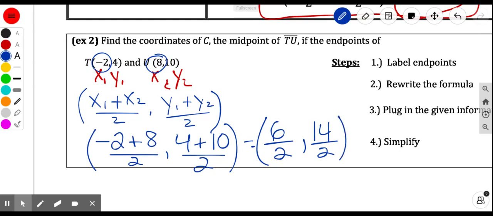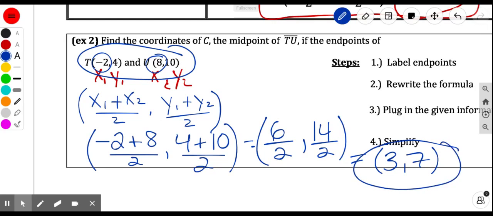And then you do want to simplify it further if you can. Like these, 2 goes into 6 and 14 evenly. So you want to keep going. If it didn't, you can just leave it as a fraction. It's fine. So the final answer would be (3, 7). (3, 7) would be, if I plotted these two points and this one, the midpoint would be right in the center. So that's midpoint formula.